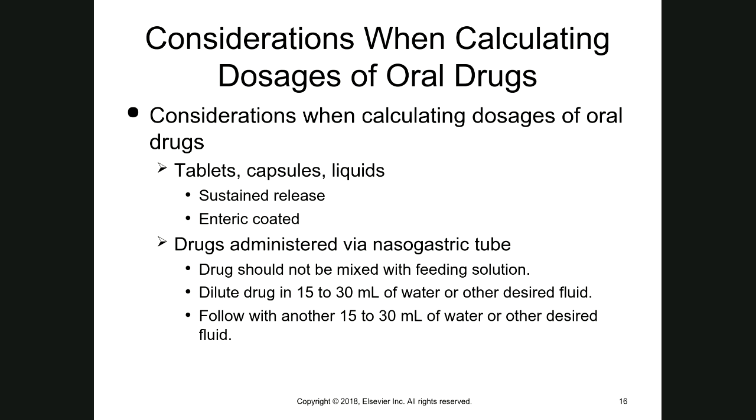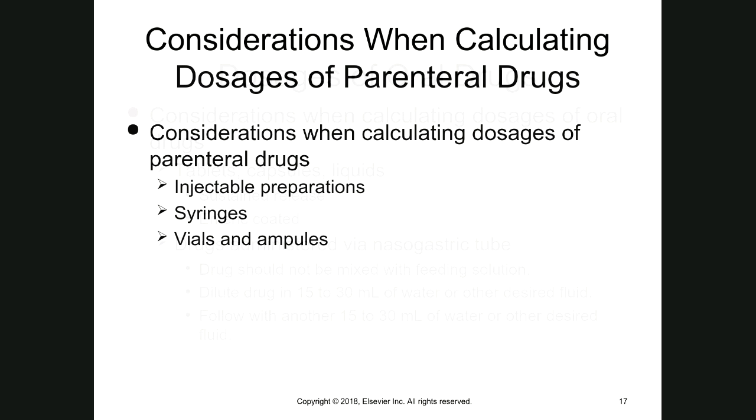What we just talked about were different considerations. We're considering the calculations of dosages of parenteral drugs: injectable syringes, vials, and ampules. Now, there's a difference between the ampules and the vials. With the vials, you're going to place air into the vial. With ampules, you'll want to use a filtered needle to pull up the actual medication.